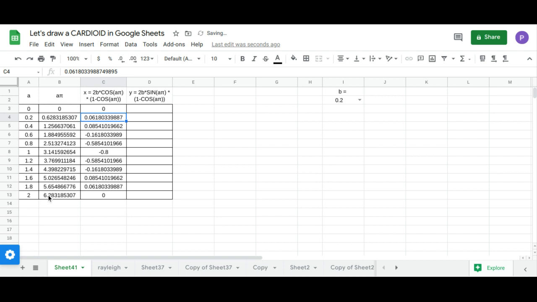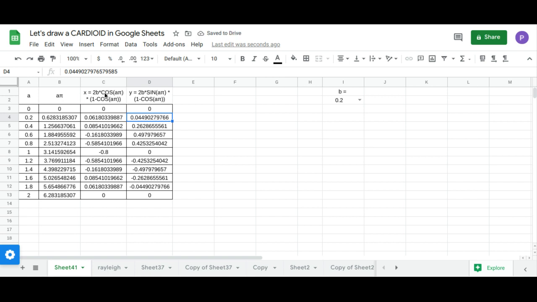So these are the data sets for the X values. Now for the Y values, which is array formula 2 times B times sine of A pi times the quantity 1 minus cosine of A pi. And enter.